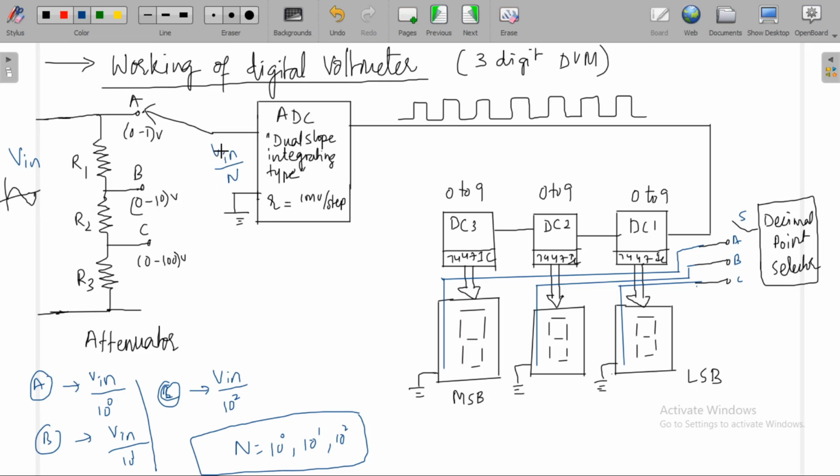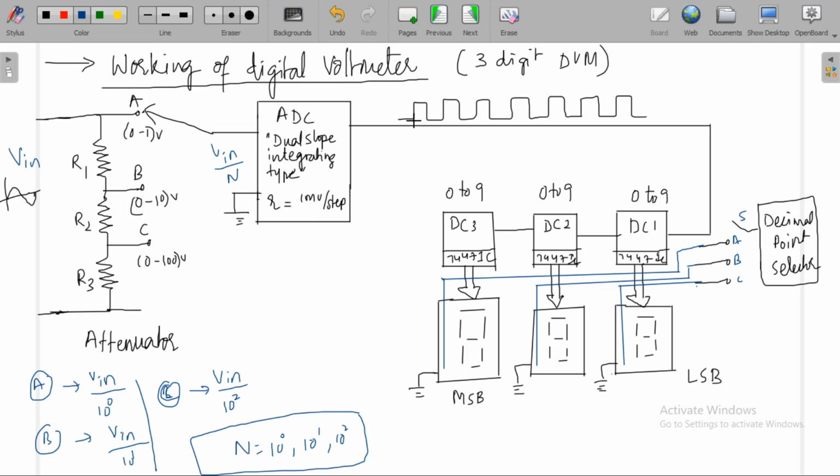This will convert the analog voltage into digital form. This will generate a number of pulses like this. This digital voltage is given to this DC1, and this DC1 counts from 0 to 10. If the switch is thrown to position A, here also the switch will be thrown to position A. That is, the decimal point will be placed before this digit in order to get this range.